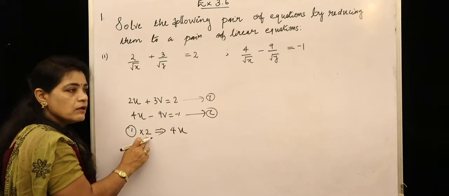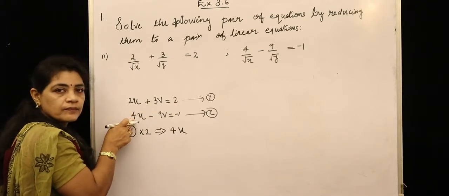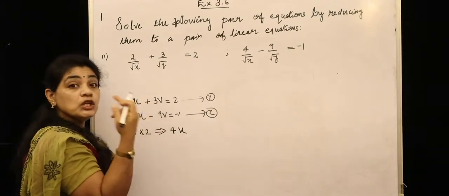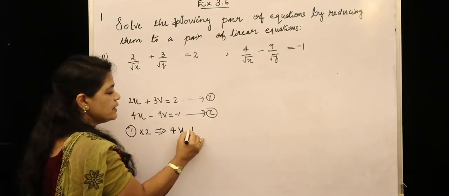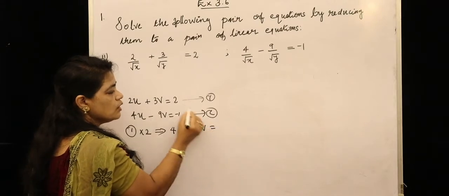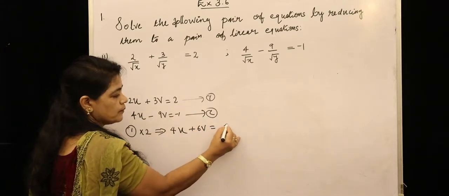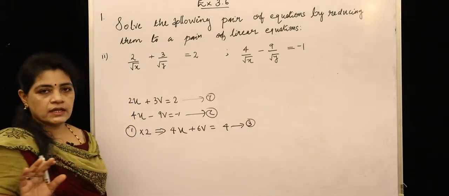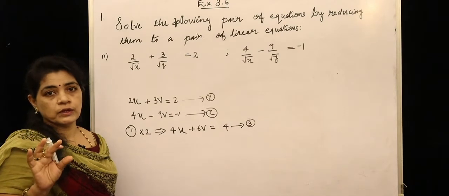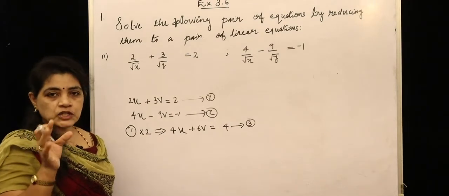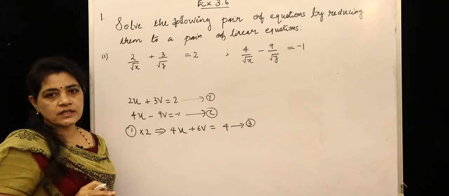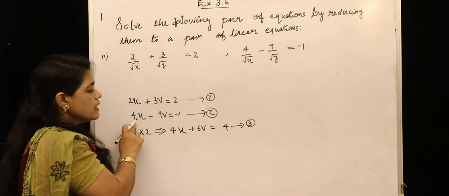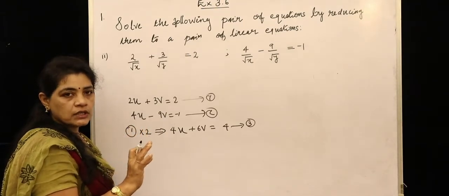Here 2, why? Because 2 into 2 is 4, that is 4u. Now see children, 3 into 2, that is plus 6v is equal to 2 into 2, 4. This is equation number 3. And we are not making any change for equation 2 because it already matches the coefficient of u in the first equation, that is, in the third equation.